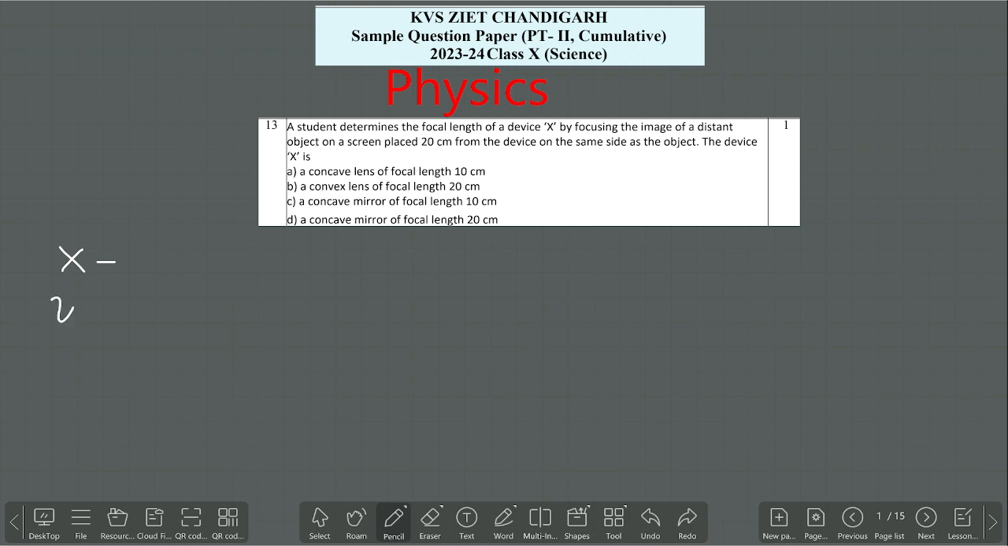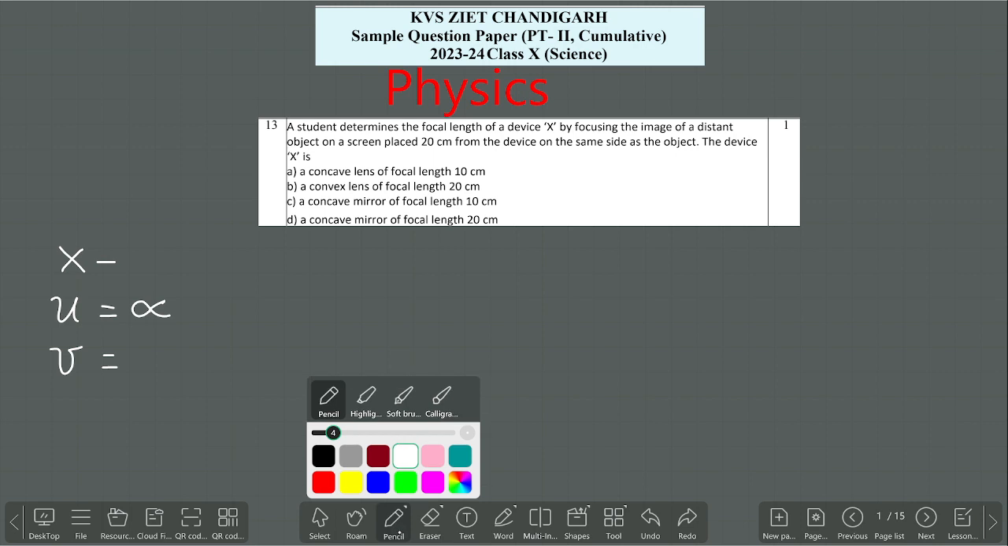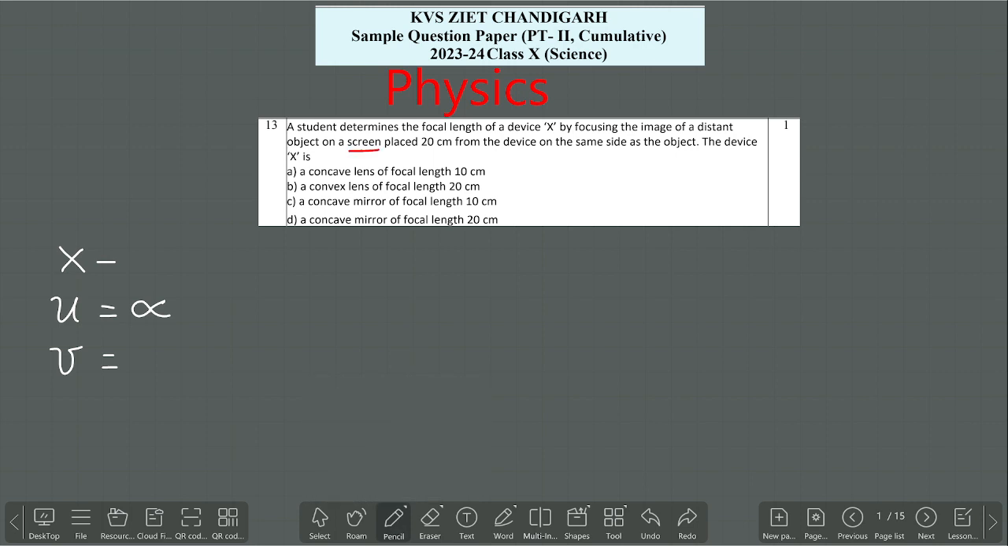Distant object means we don't know where the object is located. Let us take the object distance as infinity. The distant object is on a screen placed 20 centimeter from the device. Screen means it is used to obtain the image. From this given data we can confirm that the image we are going to obtain is called a real image.